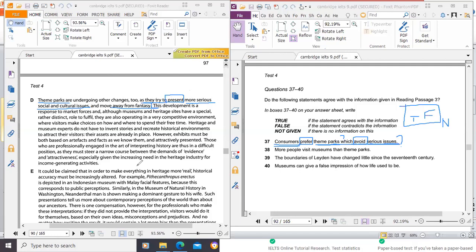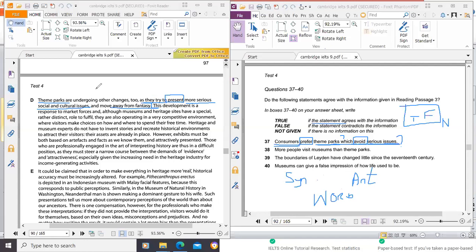So you don't waste time on true, false, not given, especially if you have found the information. All you are looking for is the information, okay? And you are translating the meaning of the information, not synonyms and not antonyms. It's not because I find a different word with a different meaning. I'm looking for the whole statement. Don't forget that the instruction is all about statements, not words.